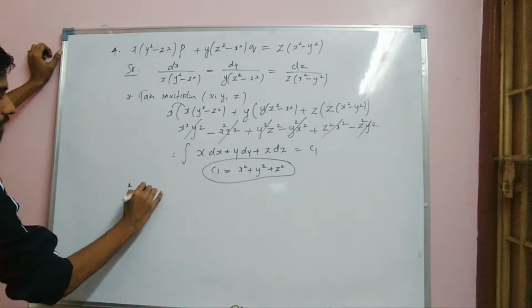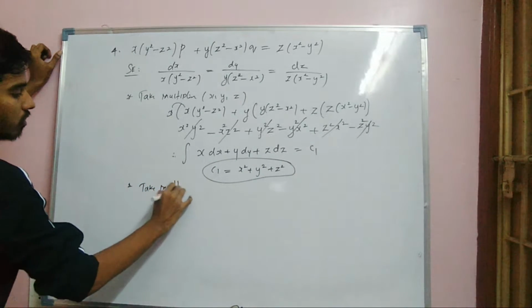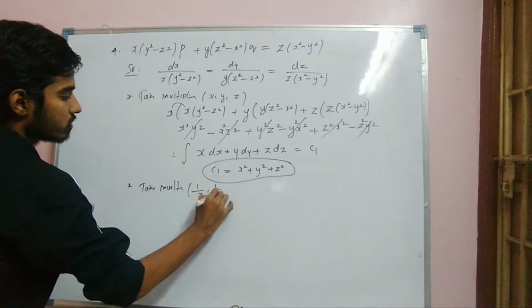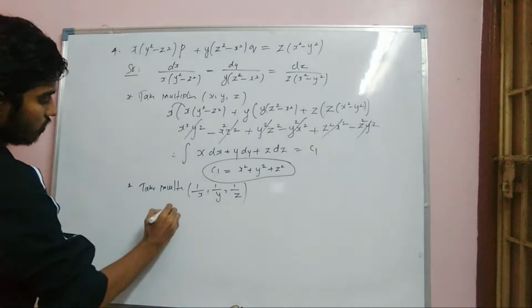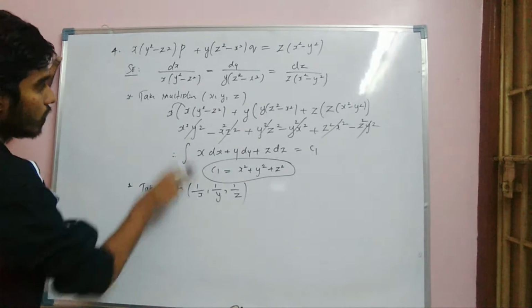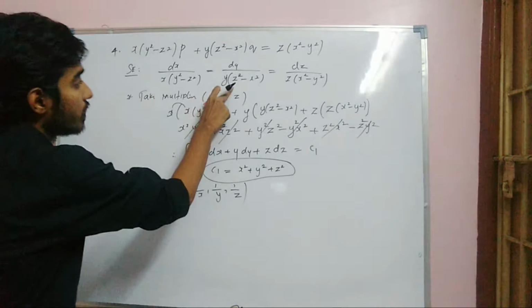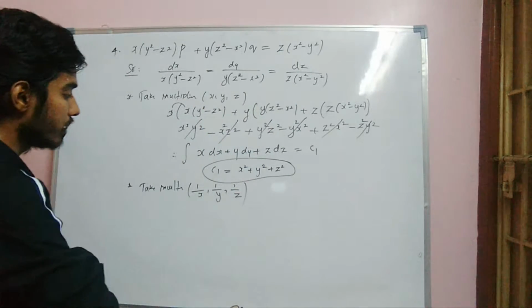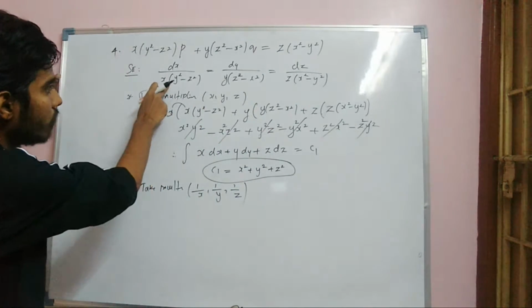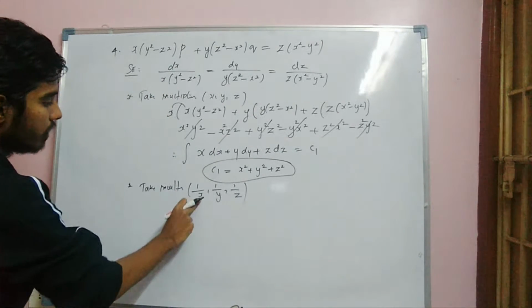Now I am going to take the multiplier 1/x, 1/y, 1/z. So if I take this multiplier, if 1/x into this plus 1/y into this plus 1/z into this is equal to 0, then this is one of the multipliers. Now if I multiply 1/x here, this x and this will get cancelled.